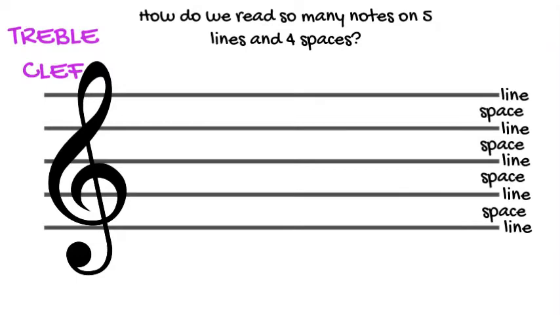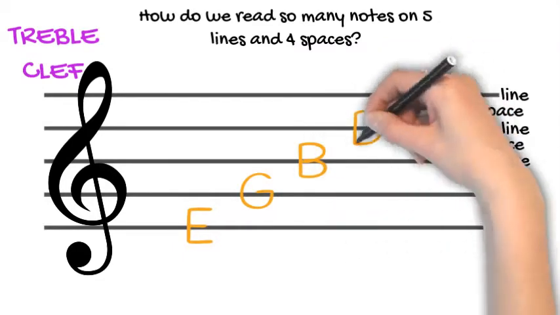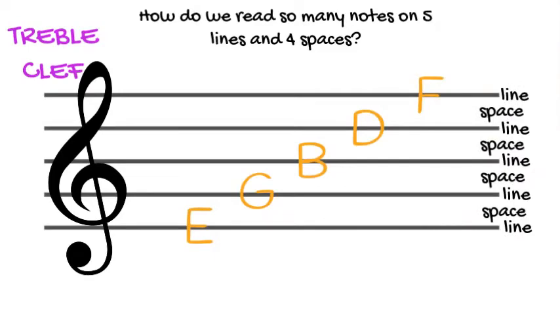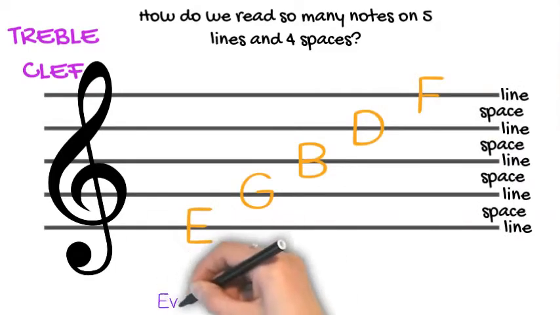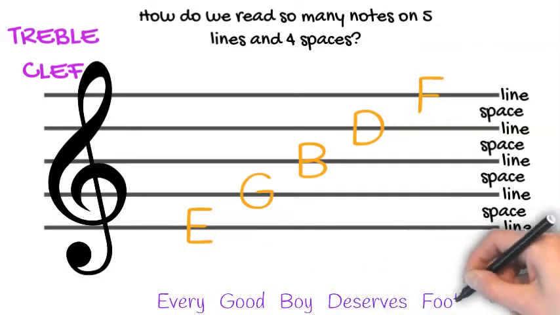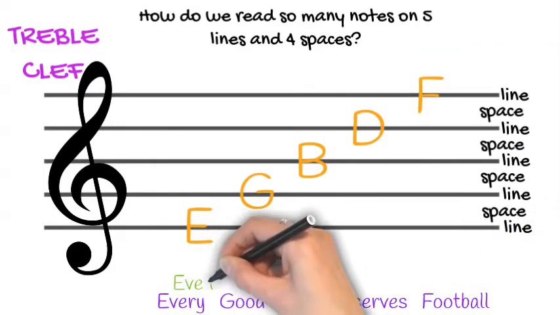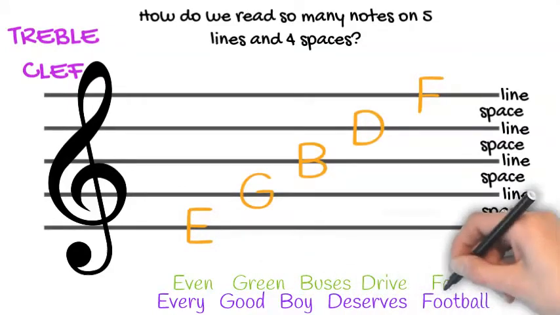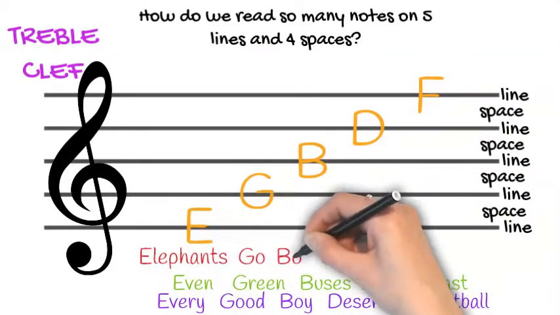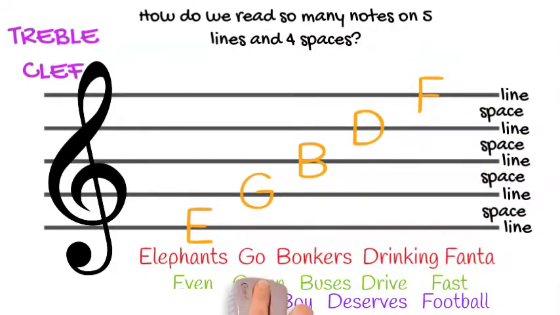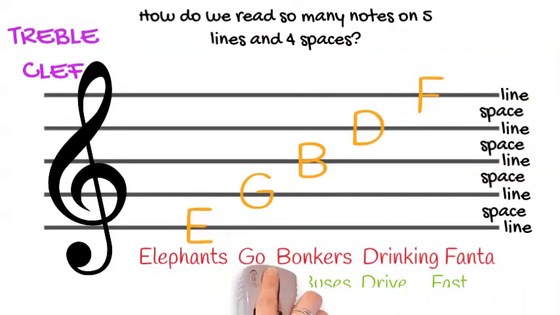And we can use rhymes and words to help us remember what pitch goes where on the stave. The bottom line is E. The next line is G, then B, D, and F. Now let's put words to these letters to help us remember. Every good boy deserves football. Even green buses drive fast. Elephants go bonkers drinking Fanta. You could come up with your own if it helps you remember.